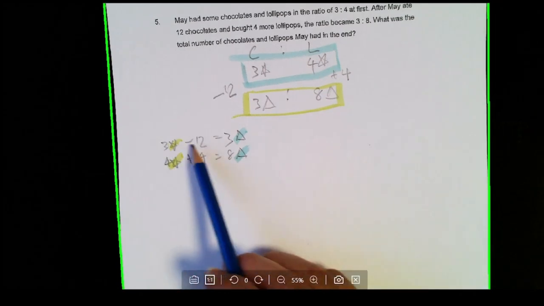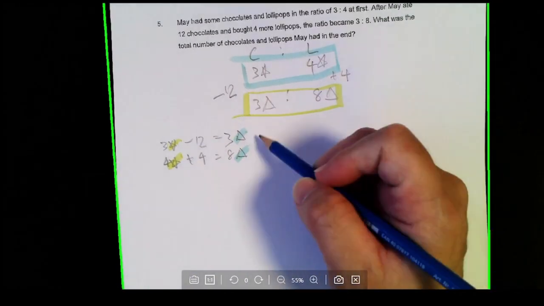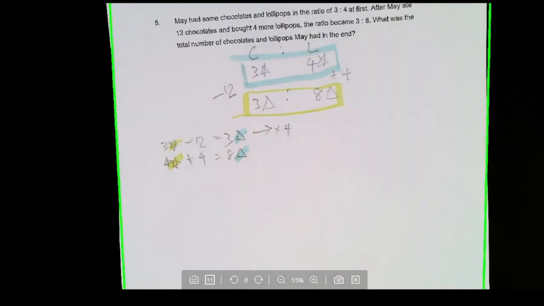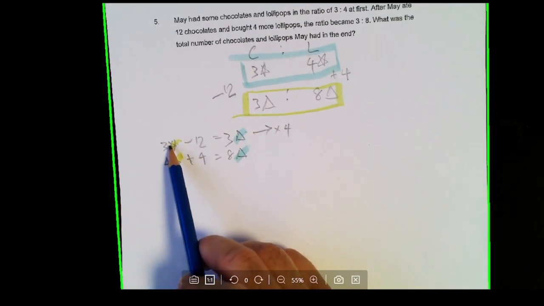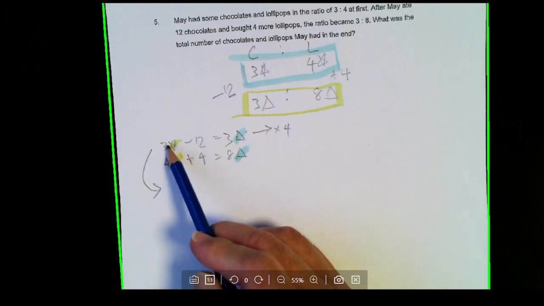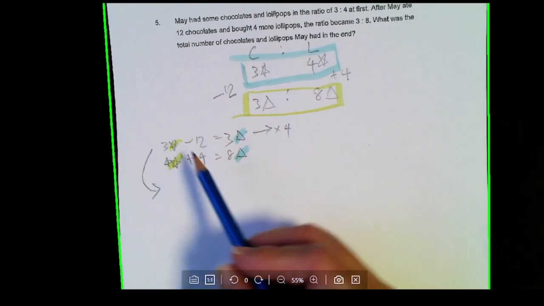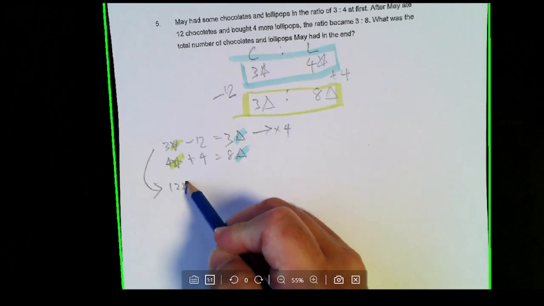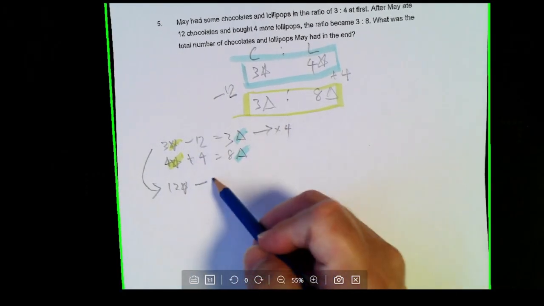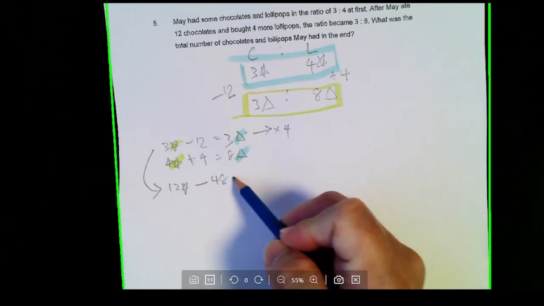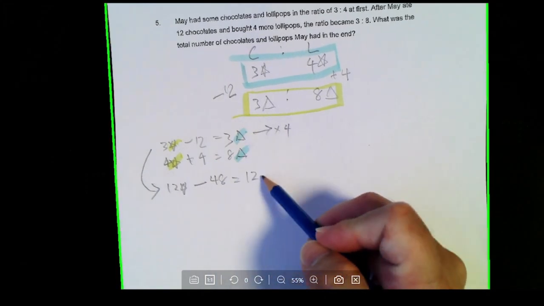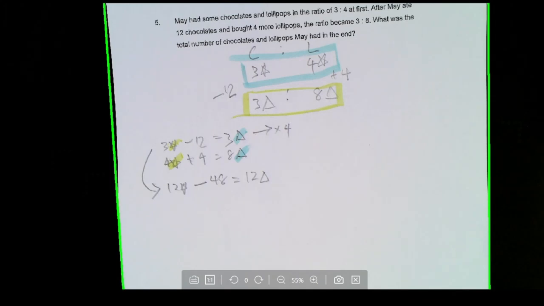So for the first equation, I need to times 4. Okay, I write here 3 star times 4, you get 12 star. 12 times 4, you get 48. 3 triangle times 4, you get 12 triangle. Okay, that's what I mean.